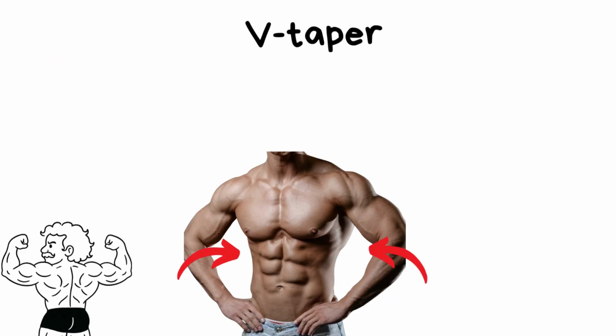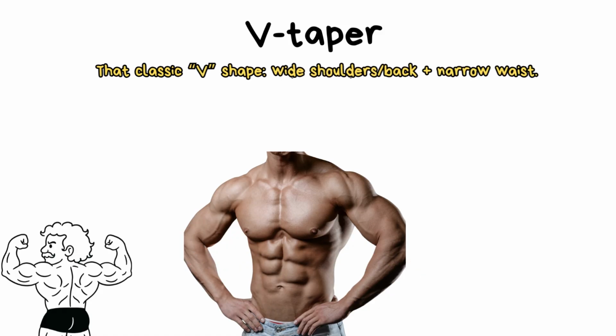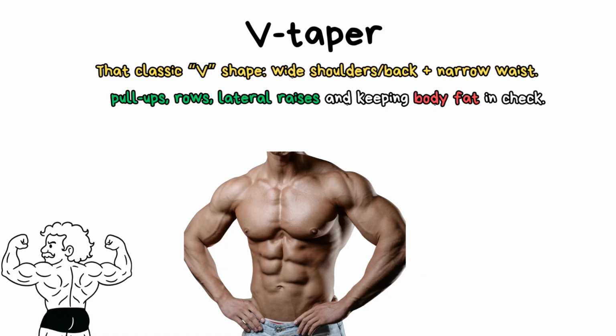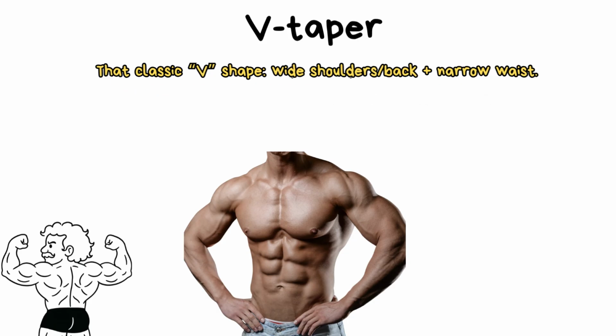V-taper. That classic V shape. Wide shoulders and back plus narrow waist. Built with pull-ups, rows, lateral raises, and keeping body fat in check.